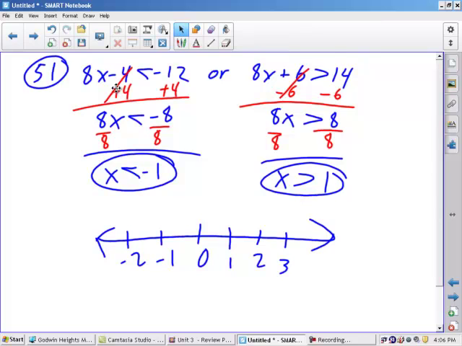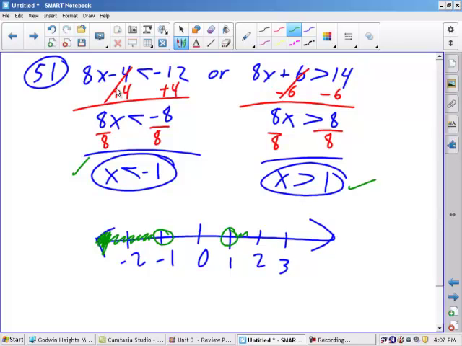And first of all, over here, x is less than negative 1. X is less than negative 1 is an open circle and then shaded to the left because it's in the negative direction. Over here, x is greater than 1 ends up being an open circle again and to the right. And so that is my solution.